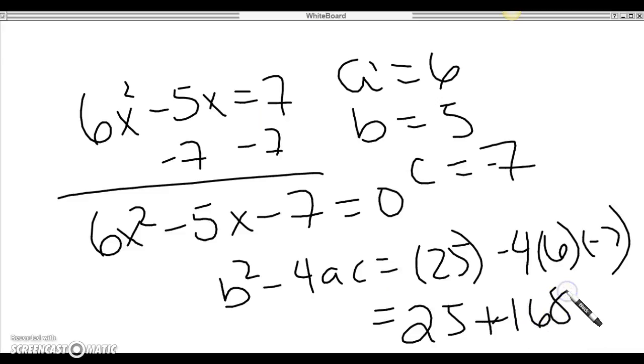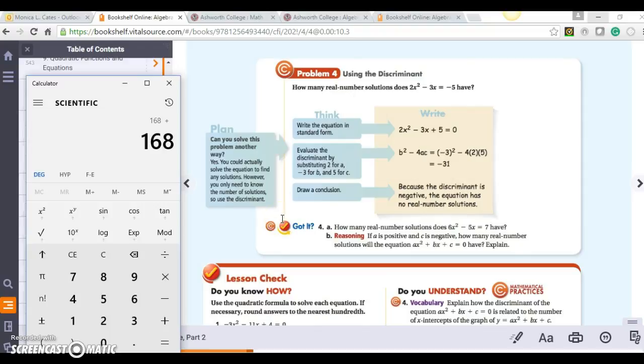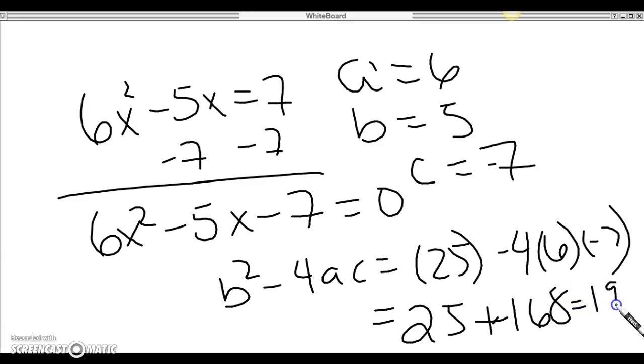So before I even finish adding it, I can or I can't, doesn't matter. Let's go ahead and just add it up. 193. It's positive, so that means that I have 2 solutions.